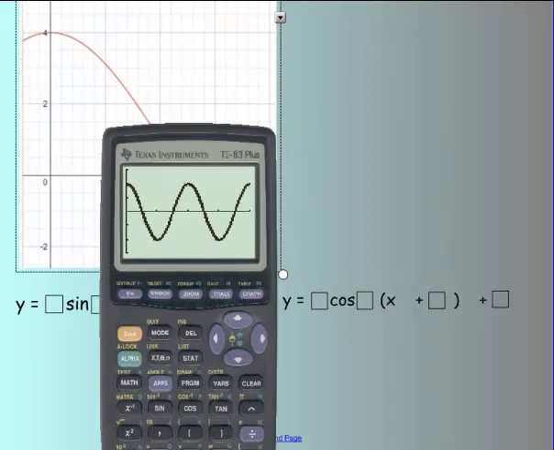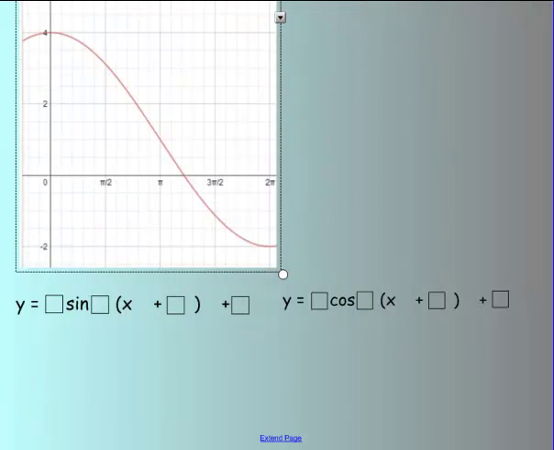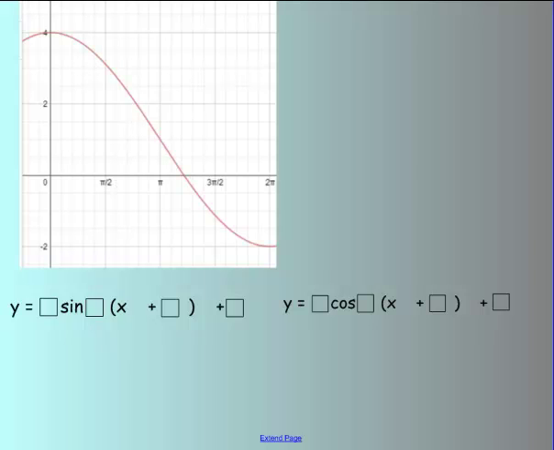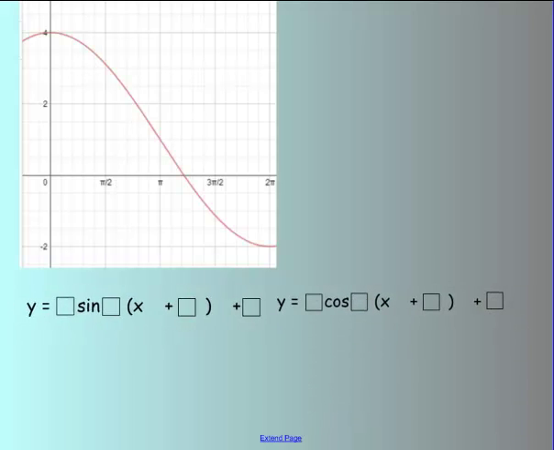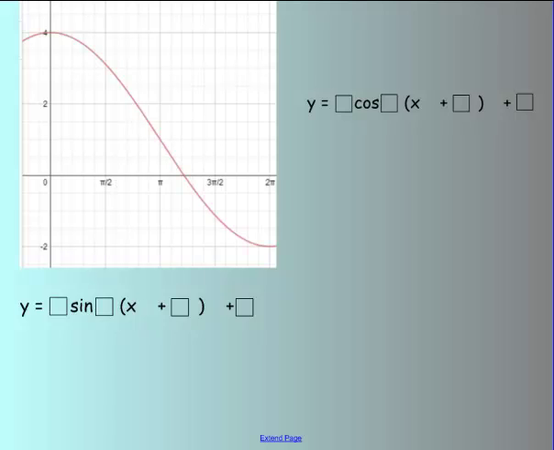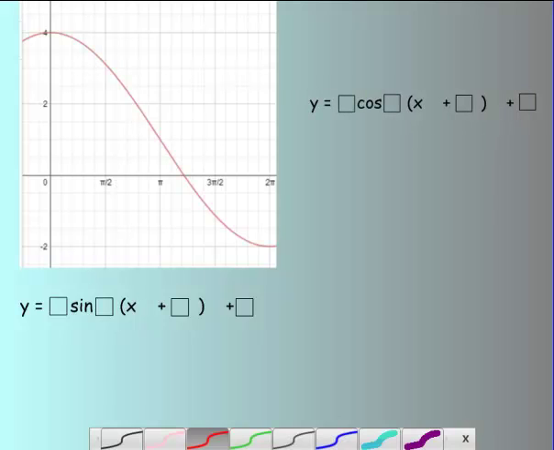All right, got one more to do. All right, so here's my last one. When I look at this, do I see a cosine wave? Or do I see a sine wave? I see a cosine wave. So I'm going to start looking at this as a cosine wave first.